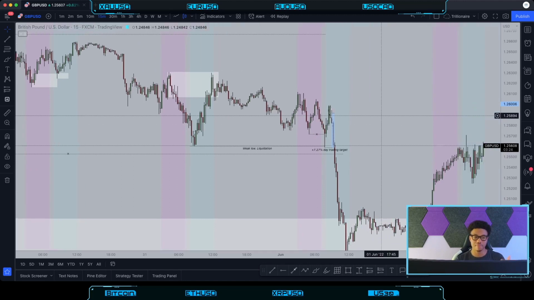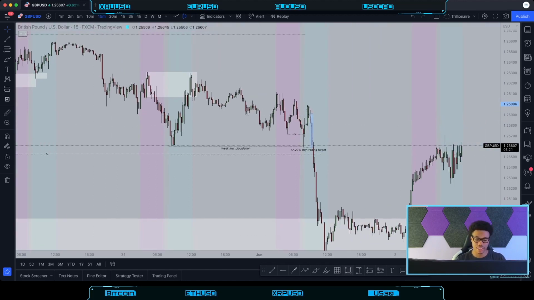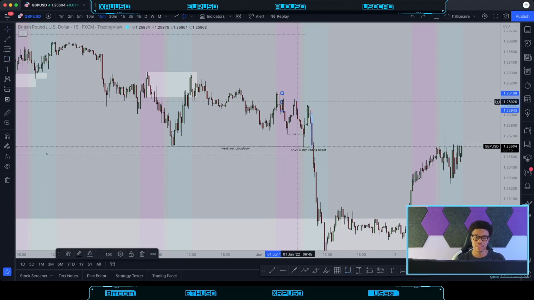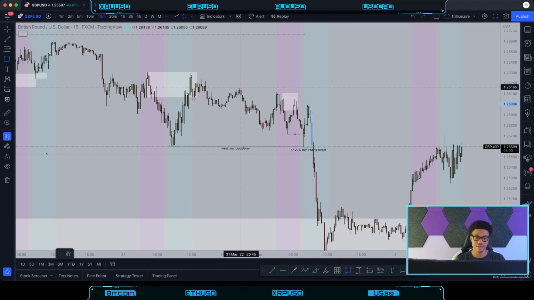Things like that. If we're looking at this region here, we can easily see that we have some type of supply chain. We can see that we have a mitigation of this supply here. We can see that we have a previous mitigation of this supply here.